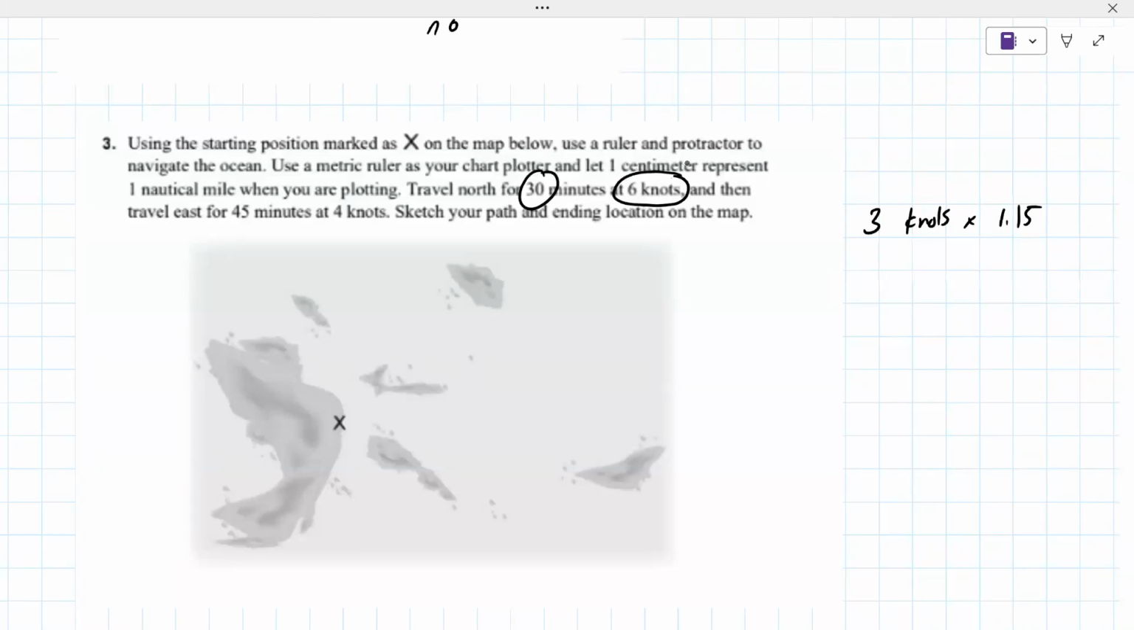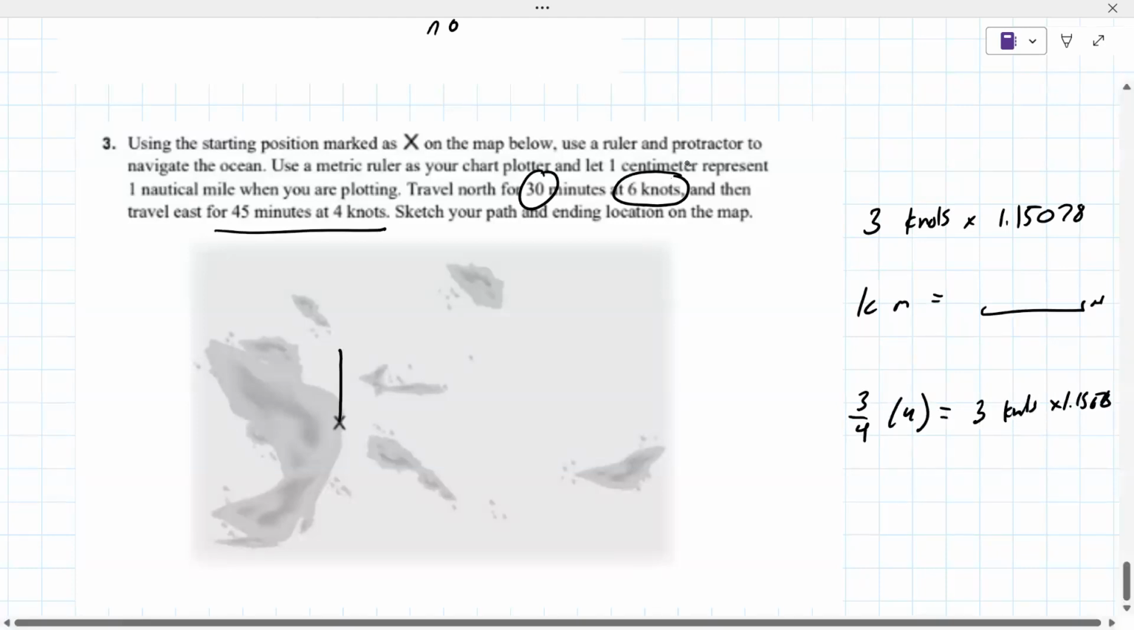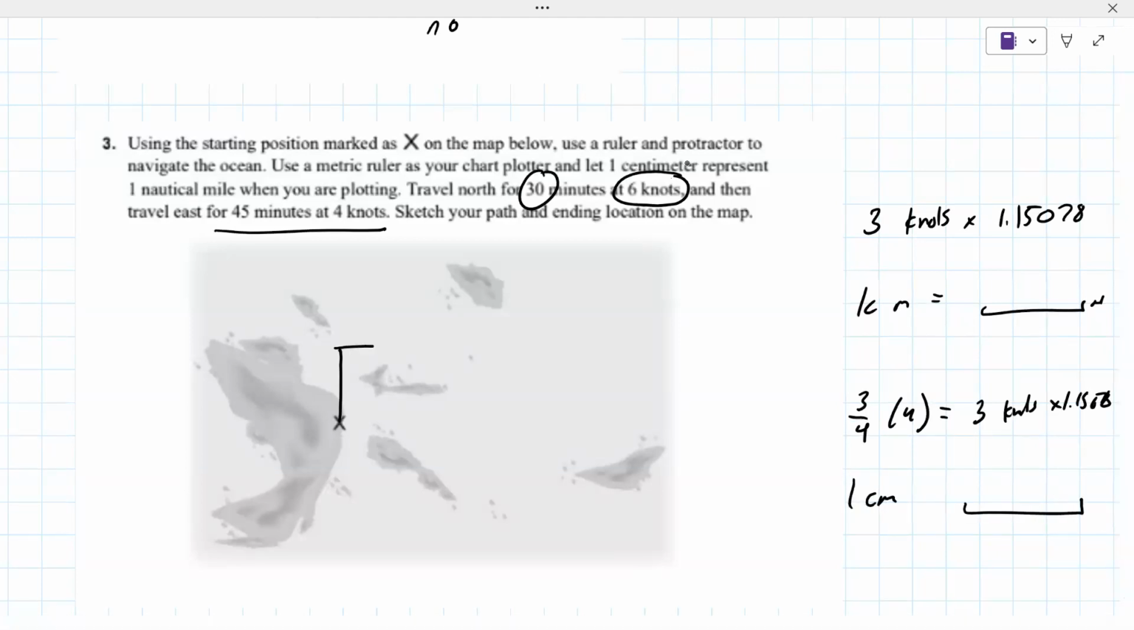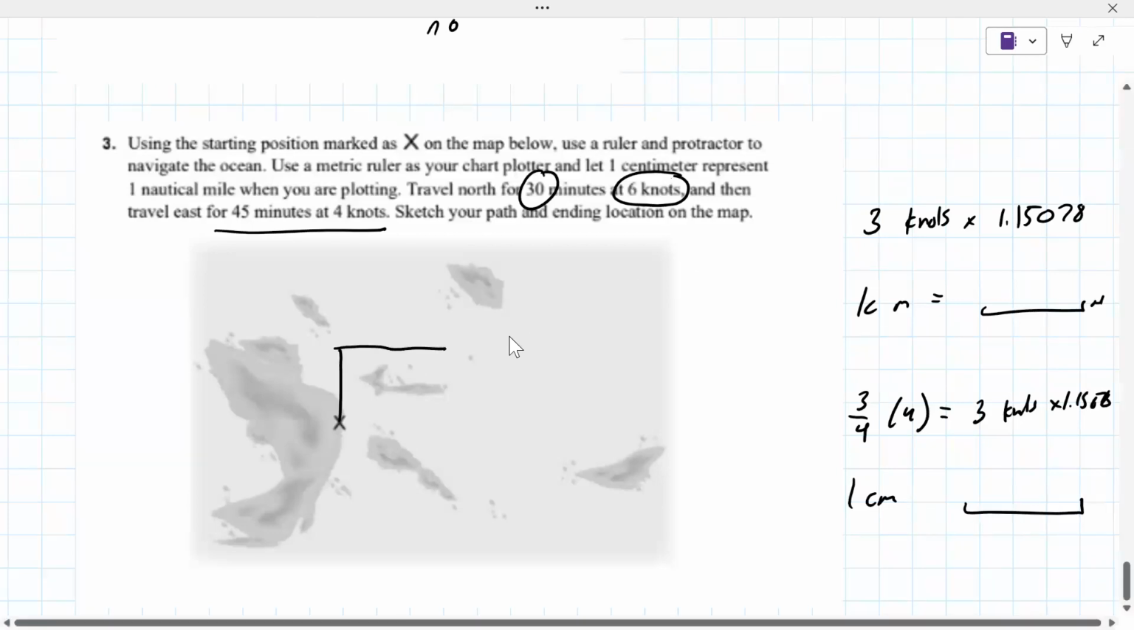0.78. Okay. And that will be how many miles you go. And so 1 centimeter equals that many miles. And so you're going to go up some amount. And then it travels east for 45 minutes at 4 knots. So that's 3/4 of 4 knots, which is 3 knots times the 1.15078. And then you're going to get some number of miles again, and you're going to go some number of centimeters that way. Oh, so basically you end up in the middle of the ocean.